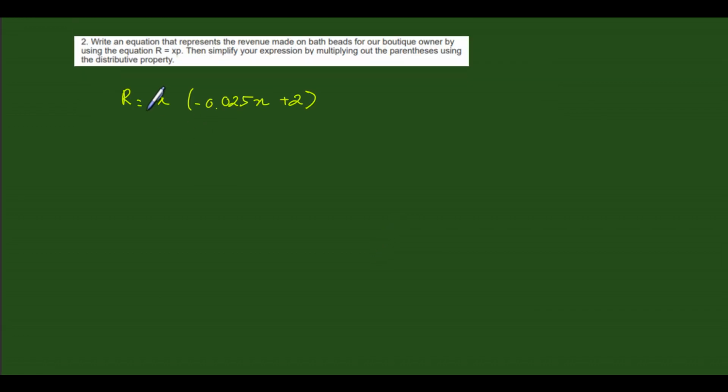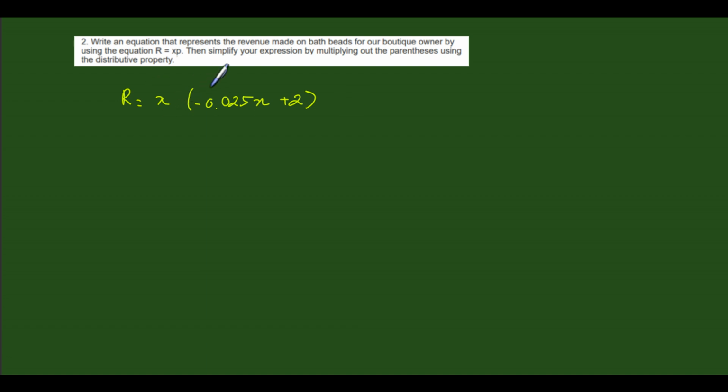So if you multiply by the number, you get the equation that represents the revenue made on the back bid for our boutique owner. So X represents the back bid, the number of units sold. So that's question 2. Alright, so that's very easy.